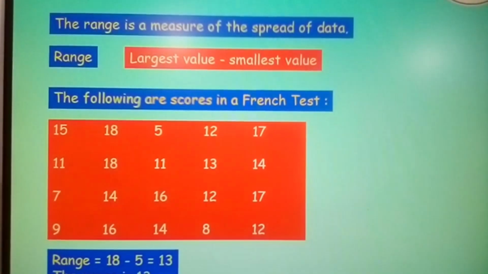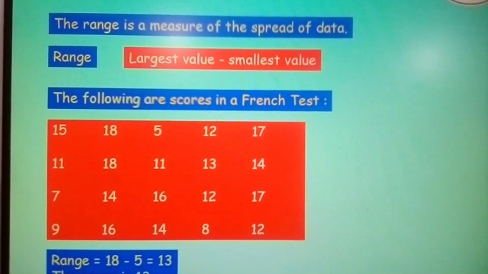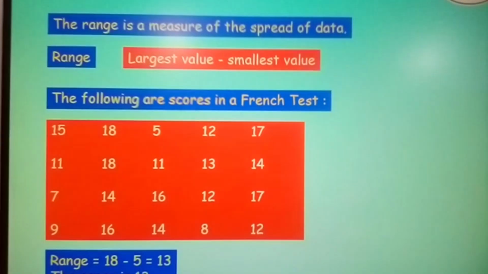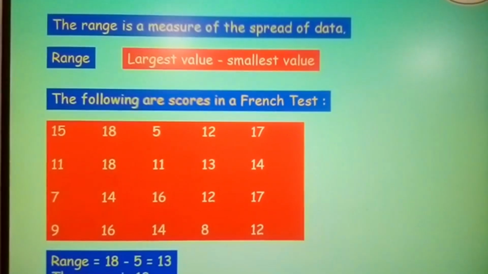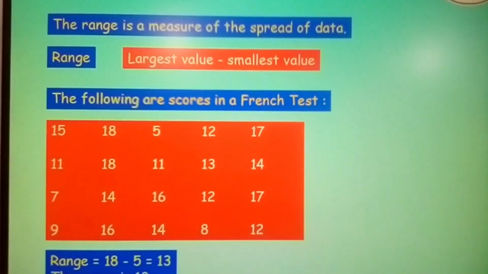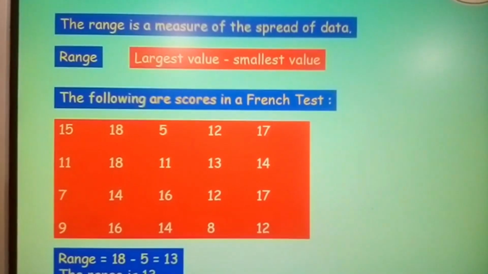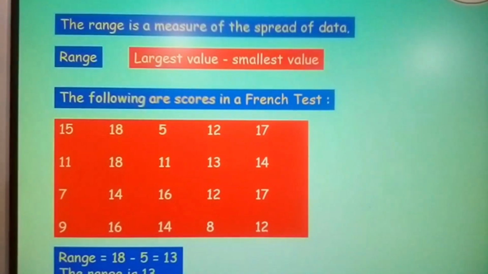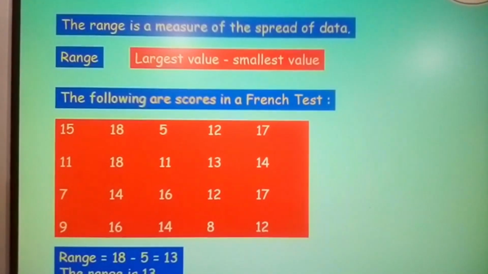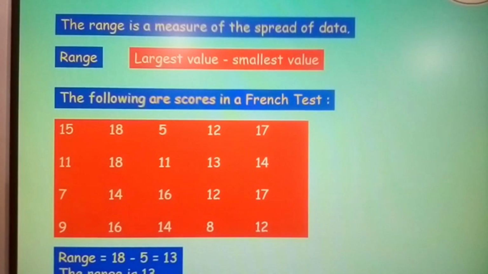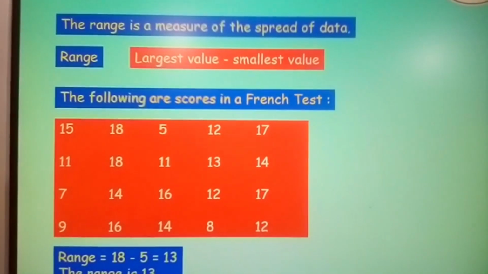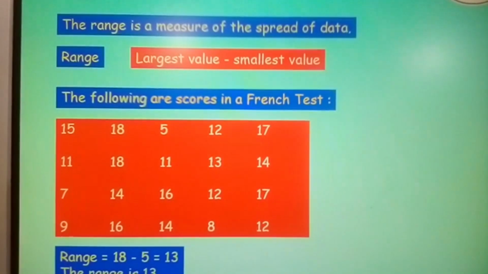I'm just waiting for you to tell me what the next stage is, in case you're wondering why I'm waiting. Okay. So the highest score is 18 and the lowest score is 5. So the range here is going to be what? 18 minus 5 equals 13. The range therefore is 13.